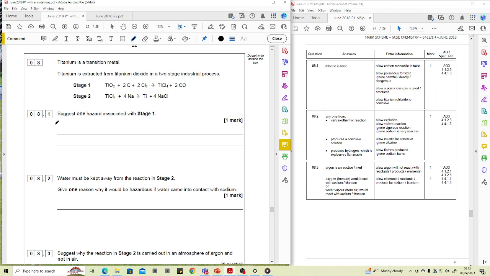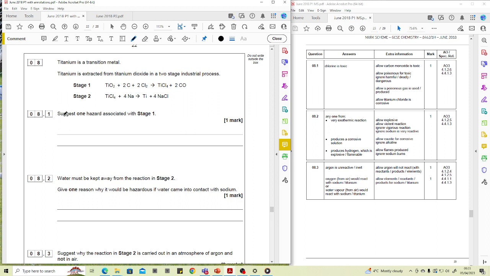Titanium is going to be made and we've got to extract it in 2 stages, so they're going to be asking you general industrial questions, so look out for kilogram quantities later in the question possibly, and also you've got to change from thinking about the safety in the lab to the safety in industry.